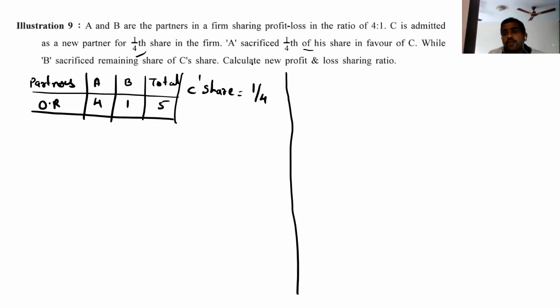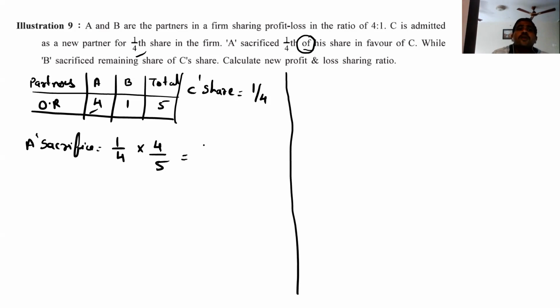A sacrificed 1/4 of his share. When the word 1/4 of, when the of comes, we know we have to multiply and then we have to calculate the sacrifice, right? So I am going to find A sacrifice. A is ready to sacrifice 1/4 of his share. So what is the A share? A share is, yes, 4/5. So I can just cancel this 4 and 4. I can get this 1/5. Clear? So A sacrifice comes to 1/5.